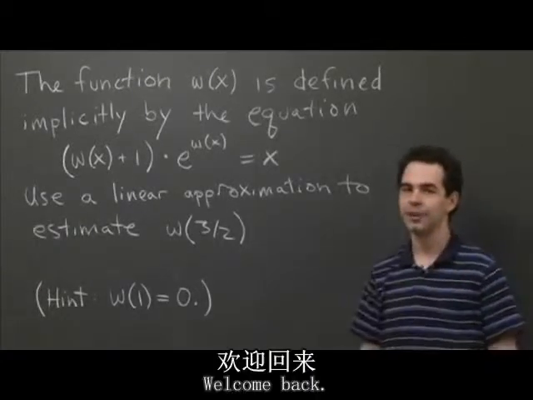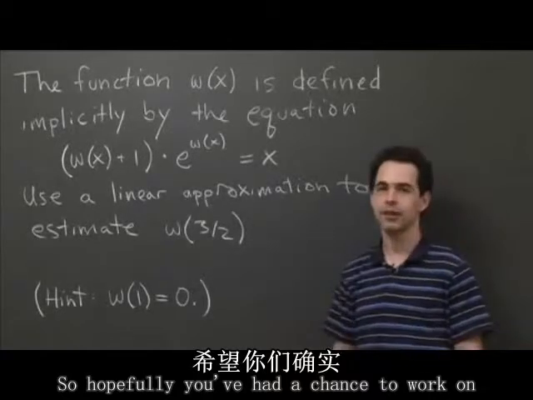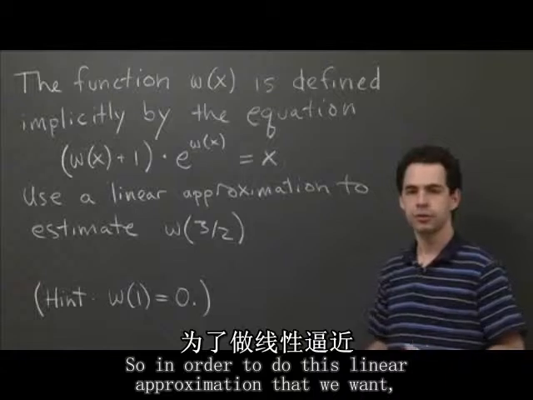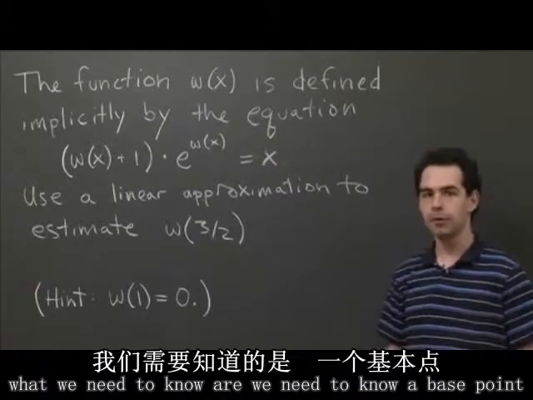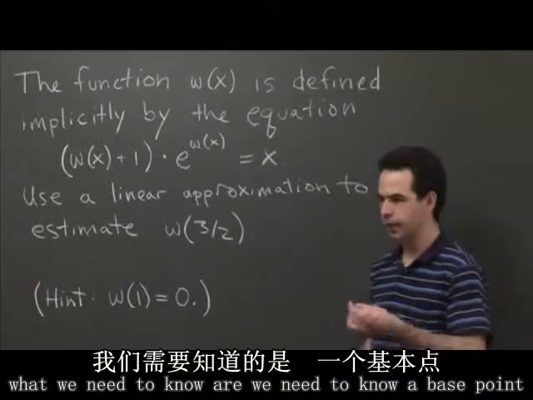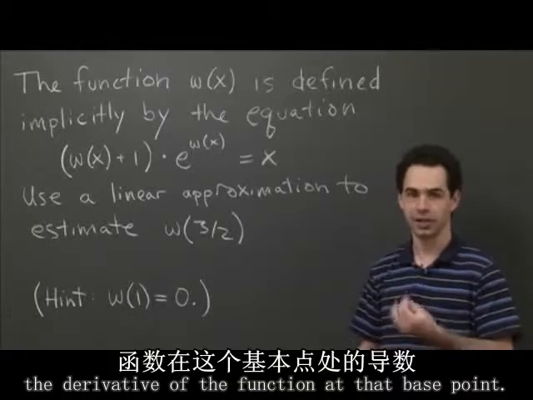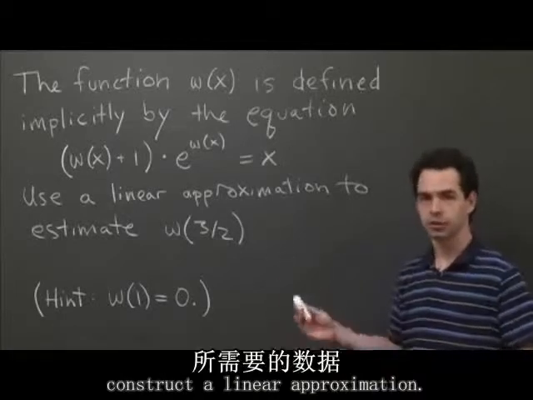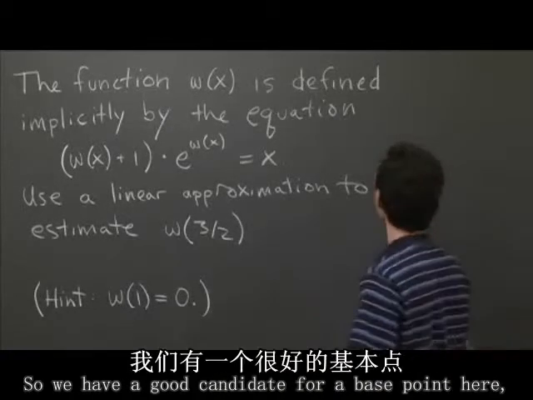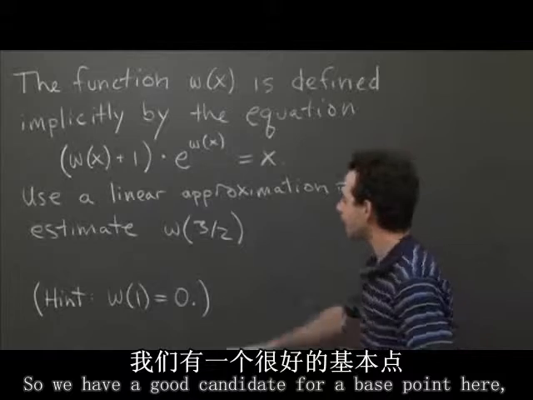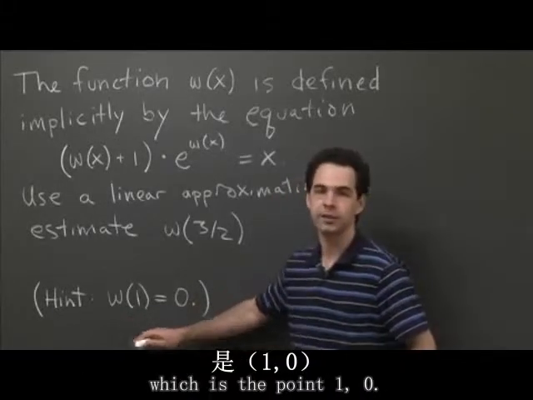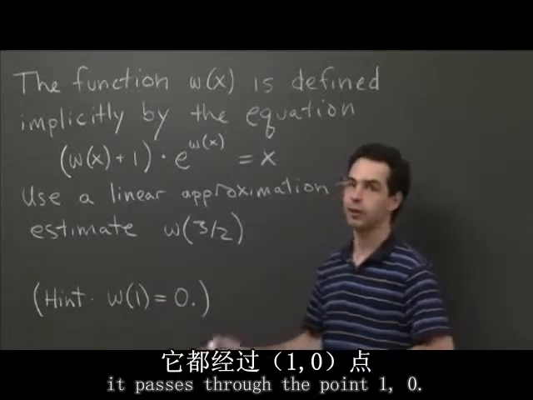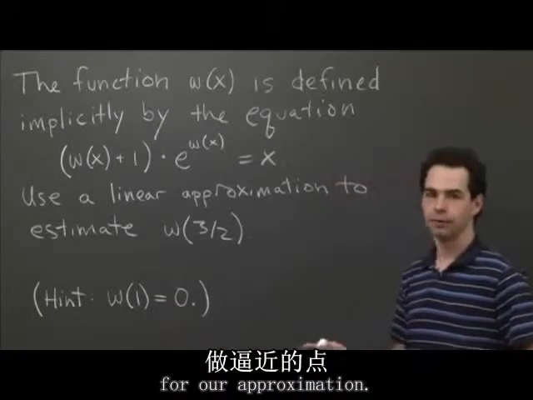All right, welcome back. Hopefully you've had a chance to work on this question a little bit. In order to do this linear approximation, we need to know a base point, and we need to know the derivative of the function at that base point. Those are the two pieces of data you need in order to construct a linear approximation. We have a good candidate for a base point here, which is the point (1, 0). This curve, whatever it looks like, passes through the point (1, 0).